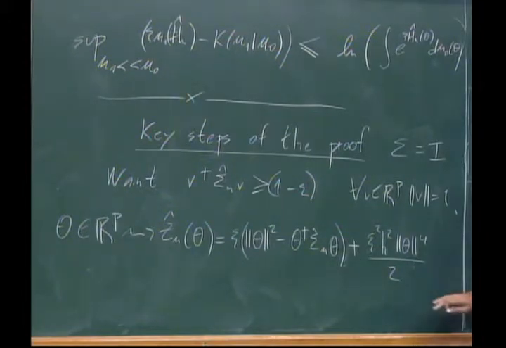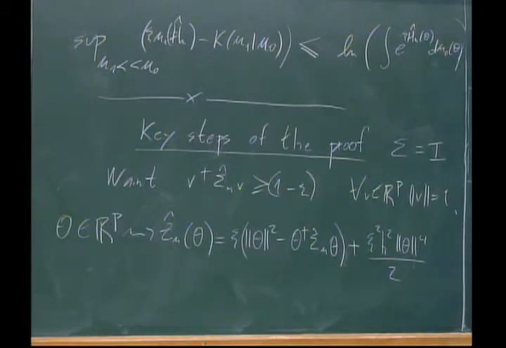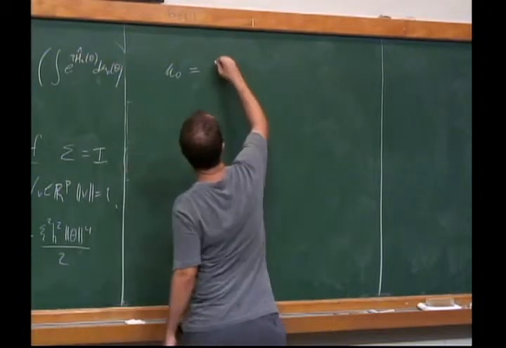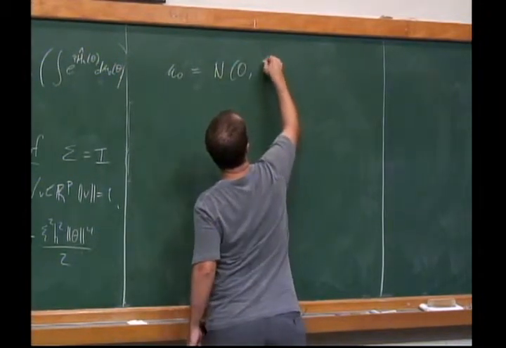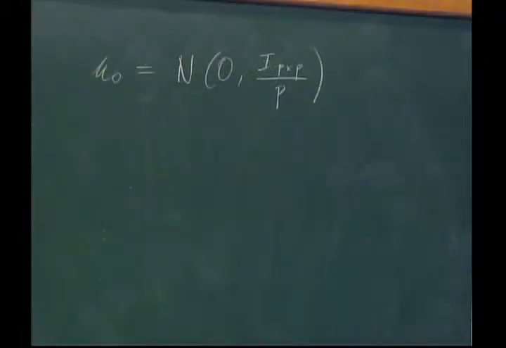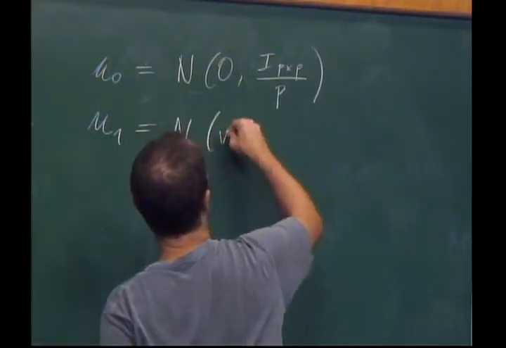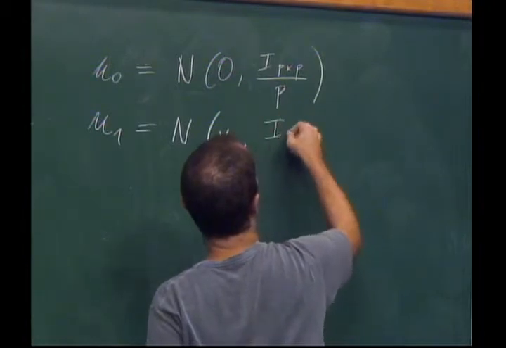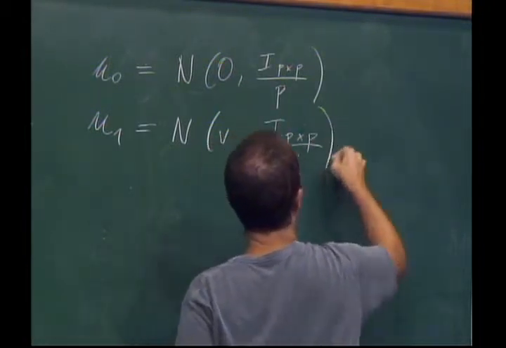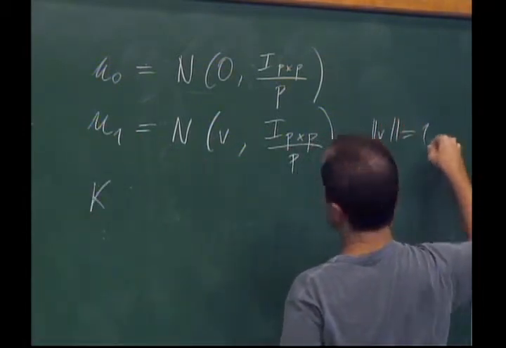Right? So I define this thing, which is related to what I want to prove. It has this funny term in here, which only makes sense now, I guess. So, a reference measure, mu0, is going to be a normal with mean 0 and covariance matrix, which is just the identity divided by p. The other measures I want to consider are normals with mean V and the same covariance matrix. And I'm going to choose V of norm 1 here.